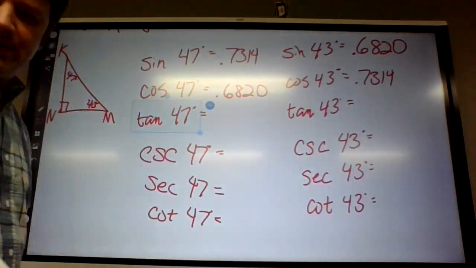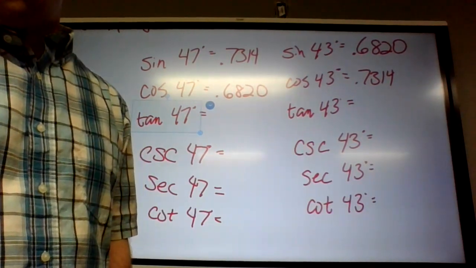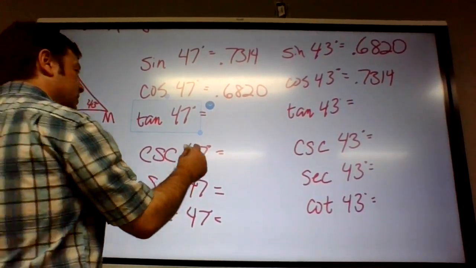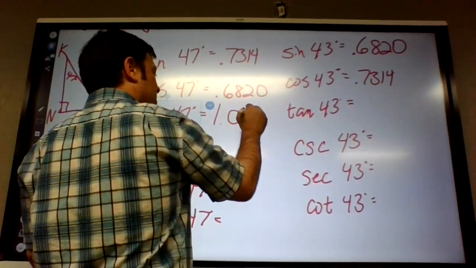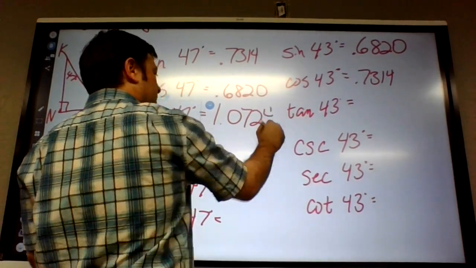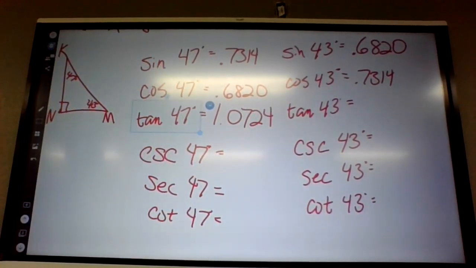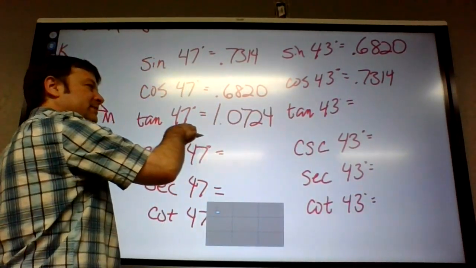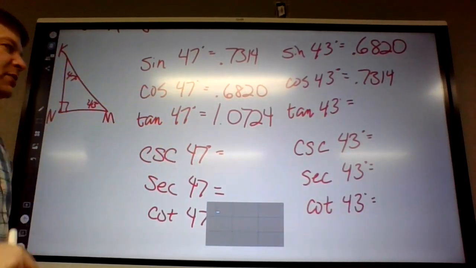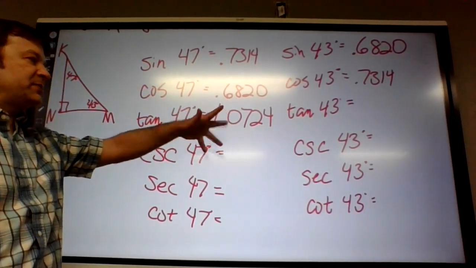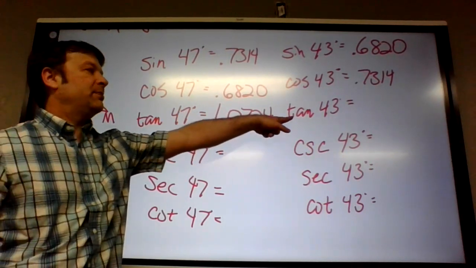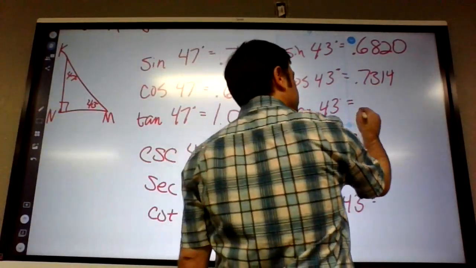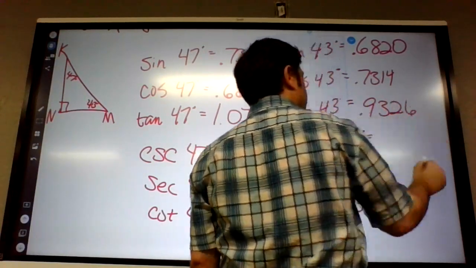Do you mind plugging in tangent 47? See if I can find it. 1.0724. Is it 1.0724 on yours? Okay. Now, is there a trick to help me find out what tangent of 43 is, if tangent of 47 is that? Kind of. You could do 1 divided by this, like flip it upside down. But it's probably just easier to go ahead and plug in tangent of 43. 0.9326. Okay.